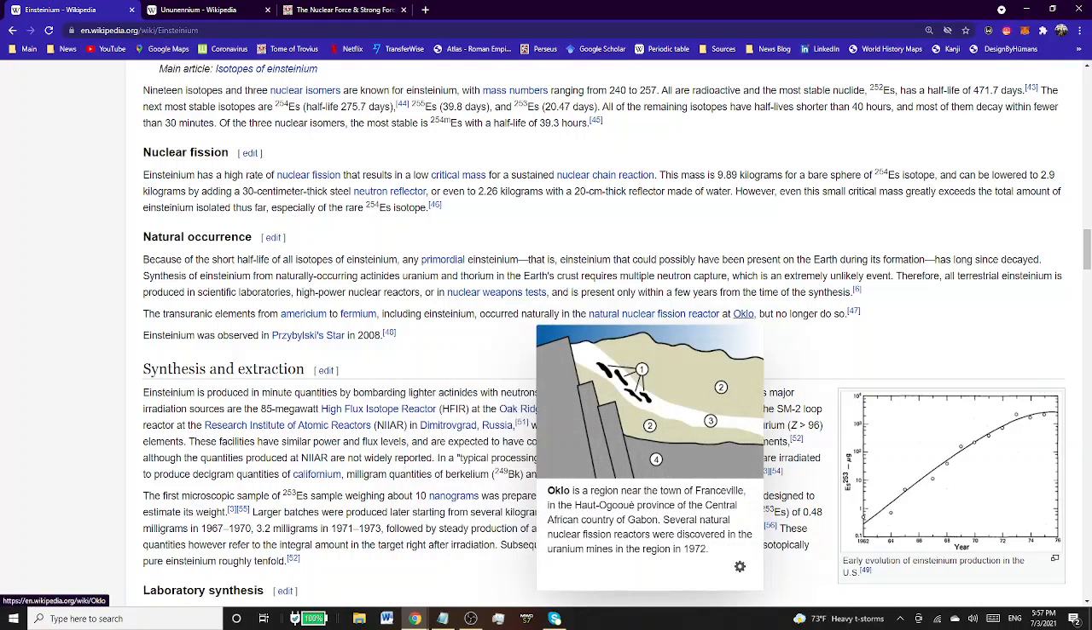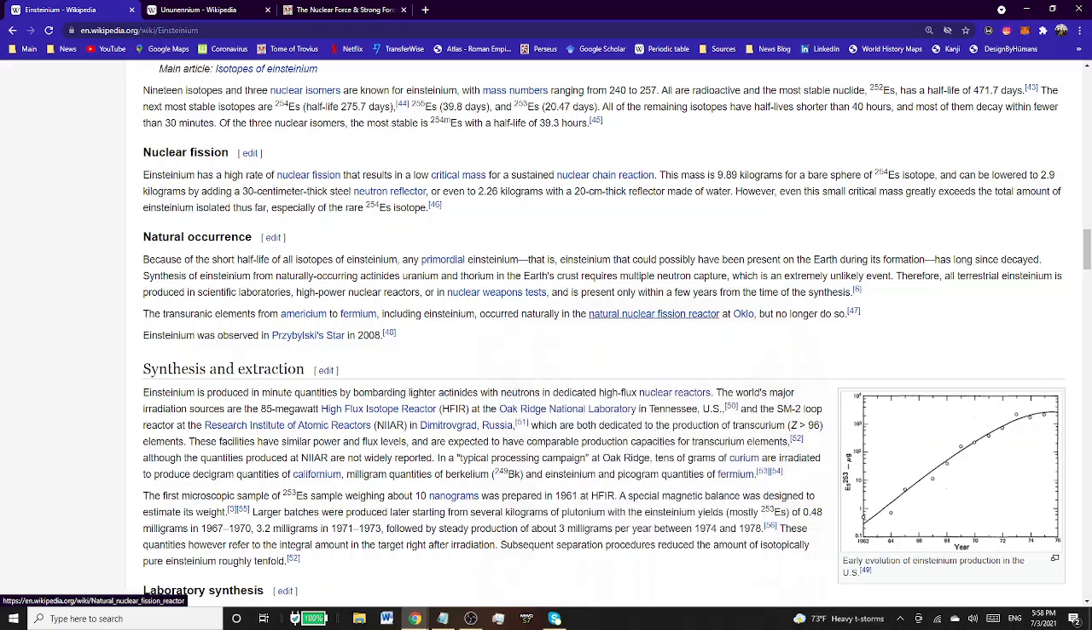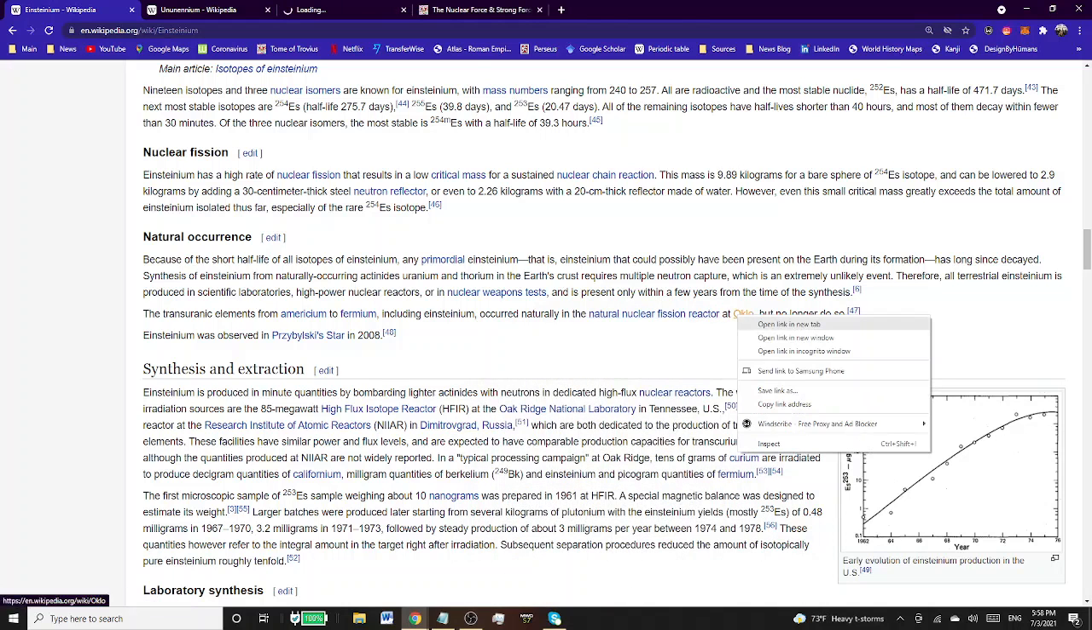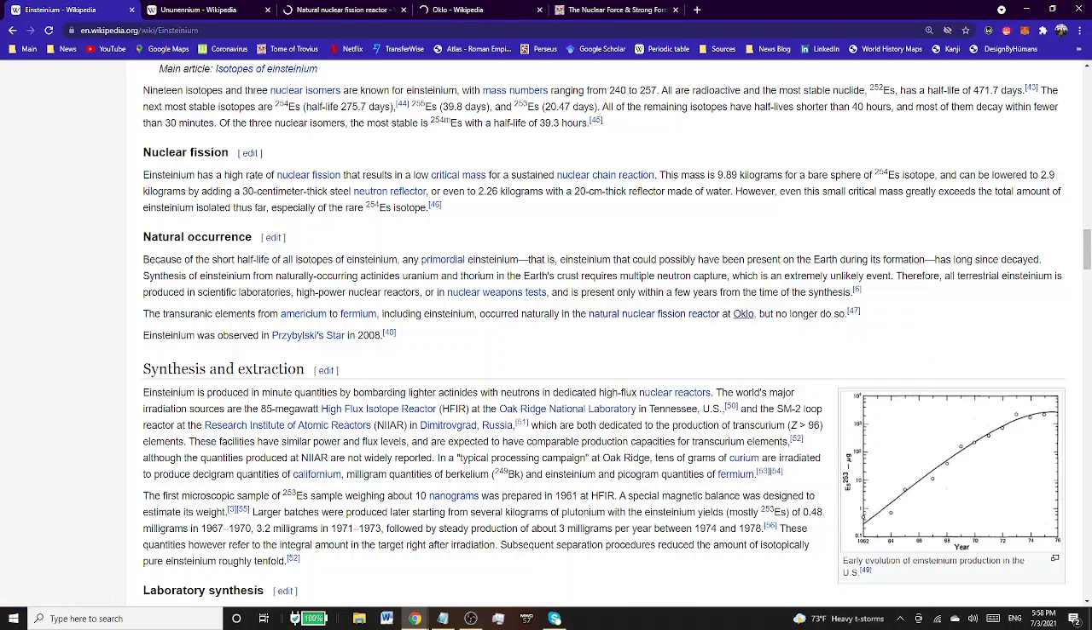Oh, what is this? Oklo is a region near Franceville in the Haut-Ogooué part of Gabon, where they have natural nuclear fission reactors. Okay, I am now interested in this. But as it pertains to Einsteinium, I'll leave it there.